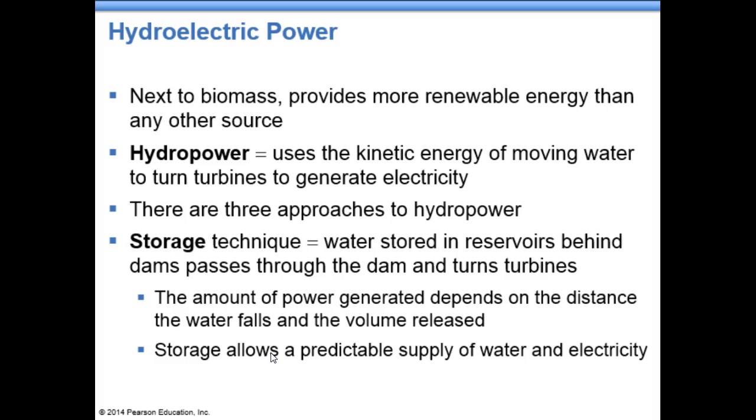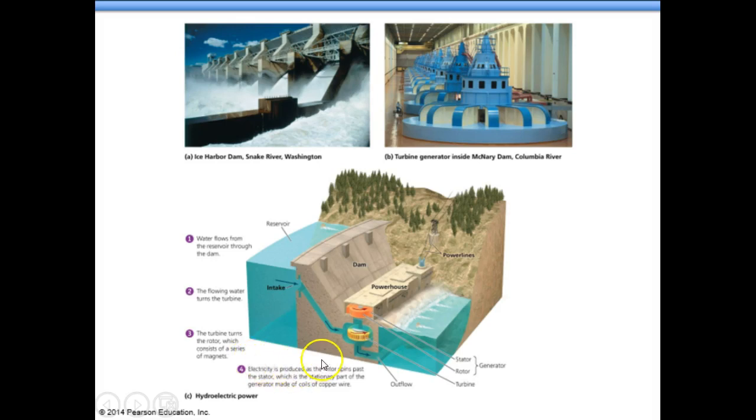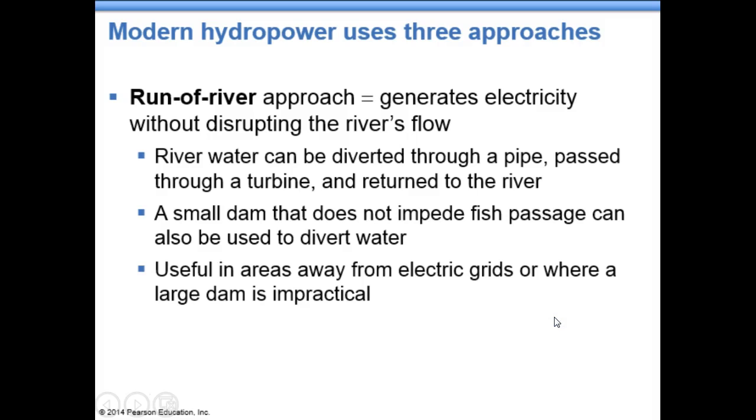Another alternative approach is called the run of the river. And here are just some pictures of the dams and the turbines and how they're made. You can see the turbines in there. The run of the river approach generates electricity without greatly disrupting the flow of river water. There are several different methods that can be used with this.